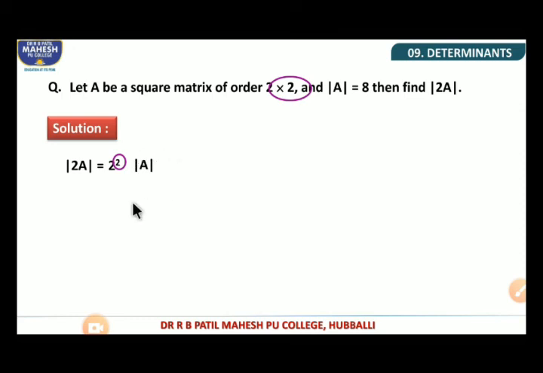So now here 2 square is 4, and determinant of A is equal to what here? 8. Therefore we have 4 into 8 is equal to 32. It is the answer for this determinant of 2A. We will go for one more example.